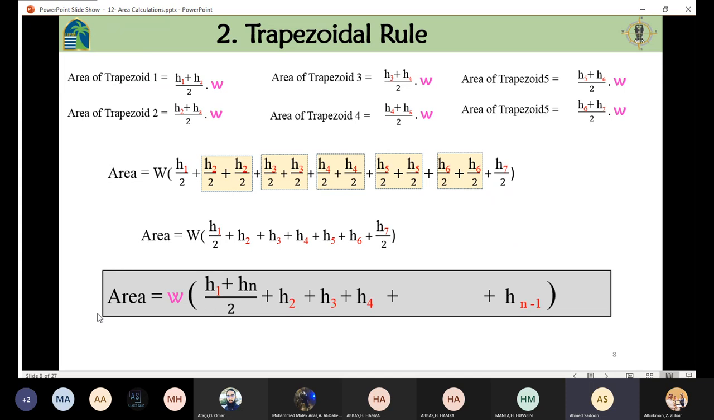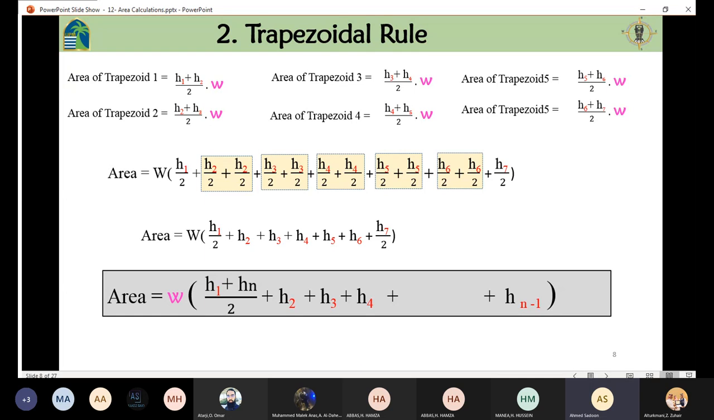So the final formula is going to be W times H1 plus Hn. Hn means the last offset. So here we have a general formula to determine the area using the trapezoid rule. Here we have the general formula, Hn minus 1 means the offset next to the last offset, okay? While here we are going to have the offsets in the middle, H1 is the first offset, Hn is the last offset. So here we have a general rule. It could be used for determining the area for any number of trapezoids.